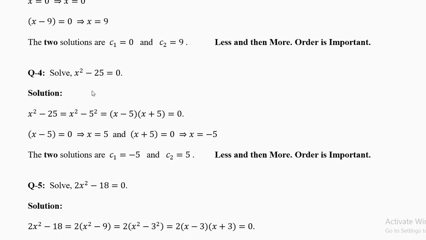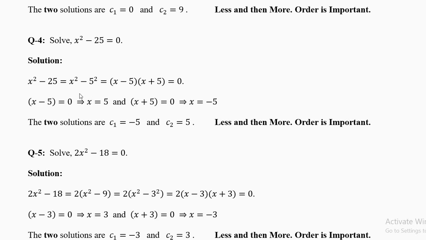Solve x square minus 25 equal to 0. The fourth example. Now 25 is 5 square, x square minus 5 square, which is x minus 5 into x plus 5 equal to 0. Now when these two brackets are 0, one at a time, when x minus 5 is 0, x equal to 5. When x plus 5 is equal to 0, x is equal to minus 5. So two solutions in correct order are minus 5 and plus 5. We'll call them C1 equal to minus 5 and C2 equal to 5.